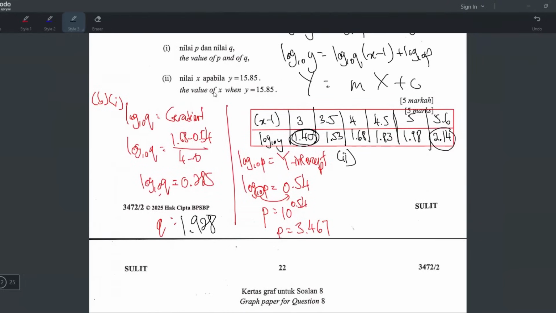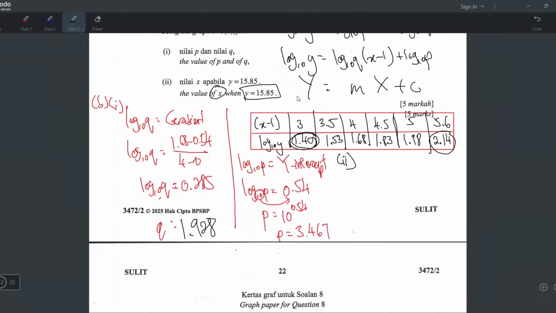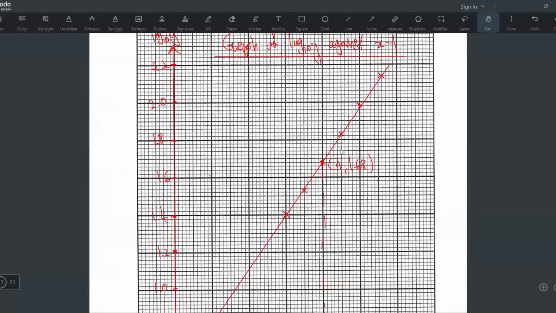Okay, B2. Find the value of x when y is 15.85. But your y-axis is not y, it's log y. So I have to convert to log y first. So it will be when y equals 15.85, and you have to find out the value for log y first. After you get the value for log y, then you go to the graph and draw. But when you go to the graph, you will not get x. You will get x minus 1. Then only you take the answer plus 1 to get x. Yeah, because your x-axis is x minus 1, right?